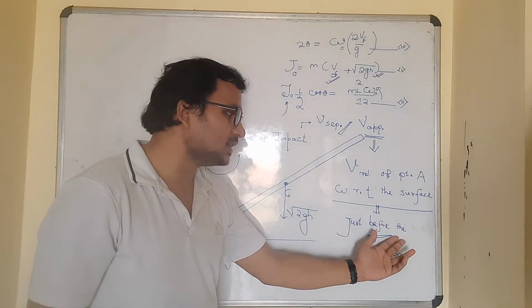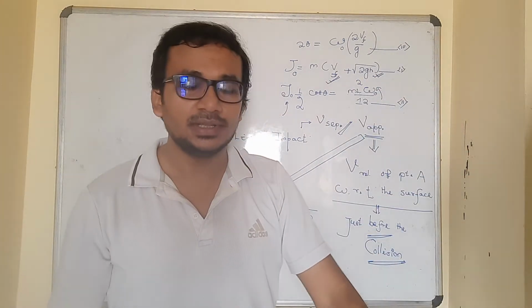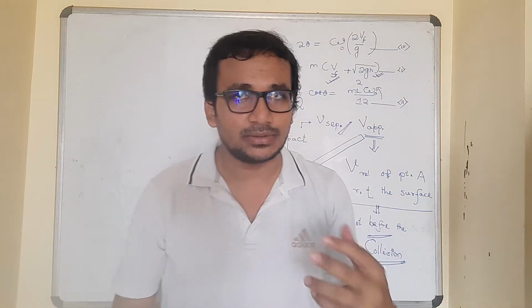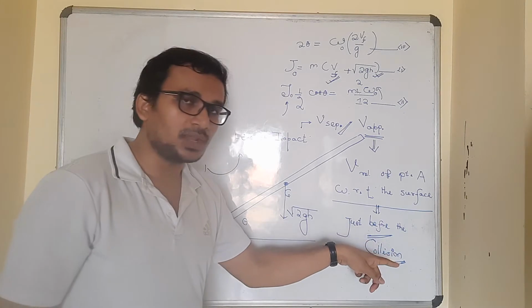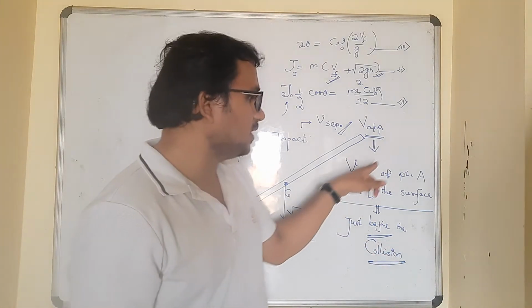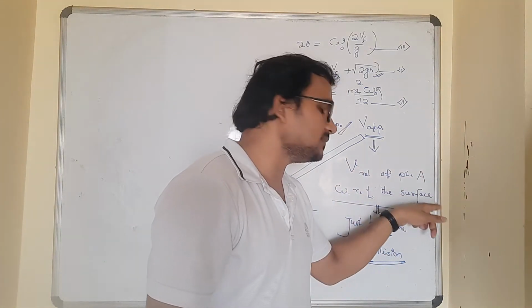Just before the collision, the point is approaching the surface. That's why velocity of approach is to be calculated just before the collision. And what is velocity of approach? A relative velocity of the point with respect to the surface.